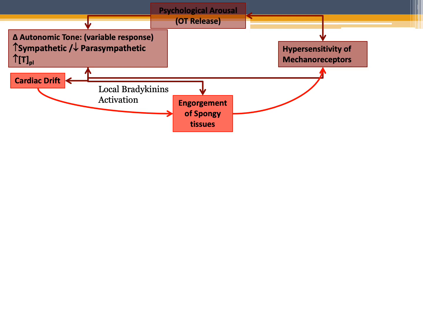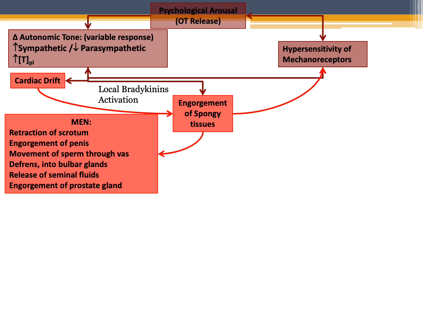This leads to additional hypersensitivity within the mechanoreceptors, particularly within mechanoreceptors surrounding the spongy tissues of the reproductive system. The engorgement of the spongy tissues for males leads to a slight retraction of the scrotum with the engorgement and elongation of the penis. The retraction of the scrotum is due to the continuation and contiguation of skin around the penis and the scrotum that is the remnants of the fetal developmental structures of those tissues. We start getting movement of sperm through the vas deferens. We get straightening of the vas deferens. We start getting engorgement of the bulbal glandal tissues as well as engorgement of the prostate.